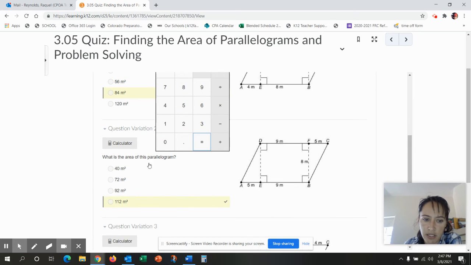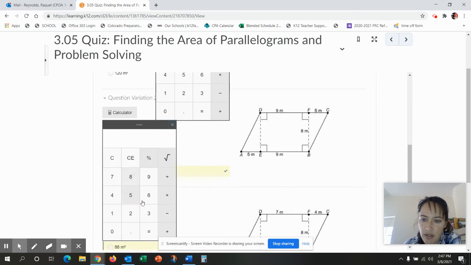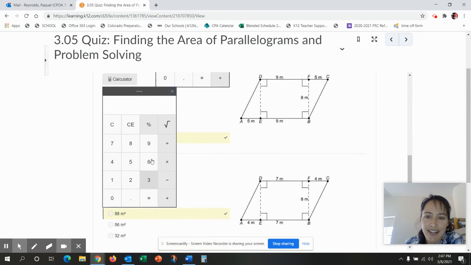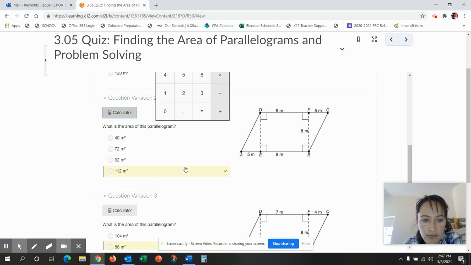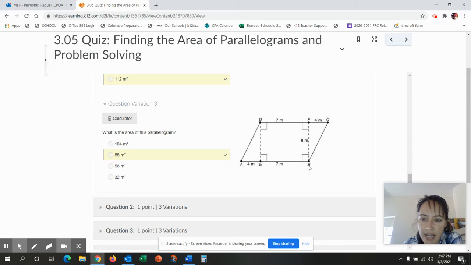Same idea for all of these, right? So right here, 9 plus 5 isn't 15. Anyway, 9 plus 5, you can always still use your calculator, just in case your mental math isn't working, is 14. And we did that again because we need to find the base. 9 plus 5 is 14 times 8. 112 square meters. Same idea over here, 8 times 11, don't need a calculator, that's 88. 4 plus 7 is 11 times the height, which is 8.